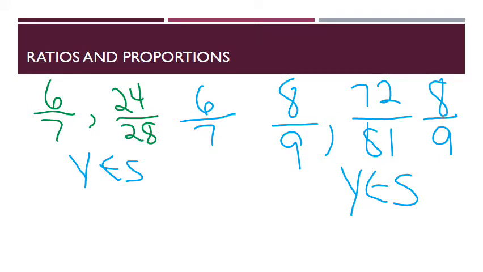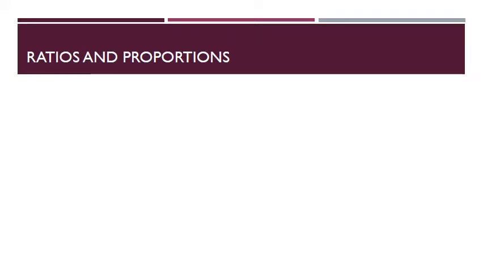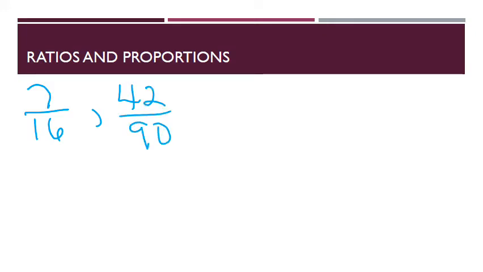Now, let's look at something maybe just a little bit hairier, and we'll begin to talk about another way that we can determine whether ratios are equivalent, other than just simply reducing the fractions. So I'm now being asked to determine, is 7 over 16 equivalent to 42 over 90?